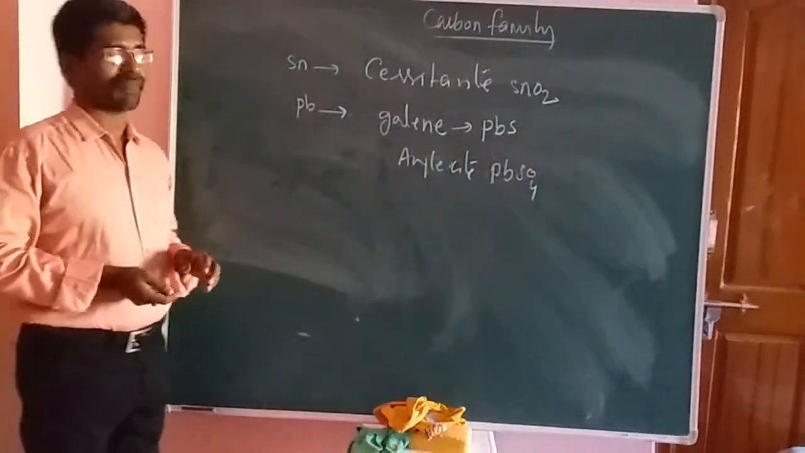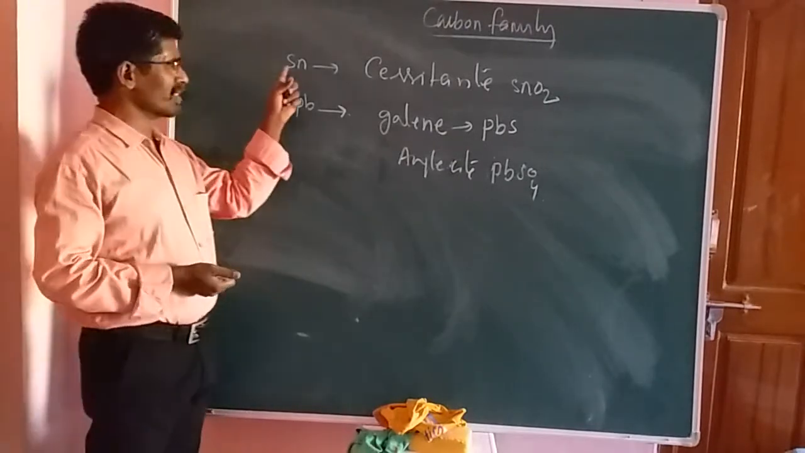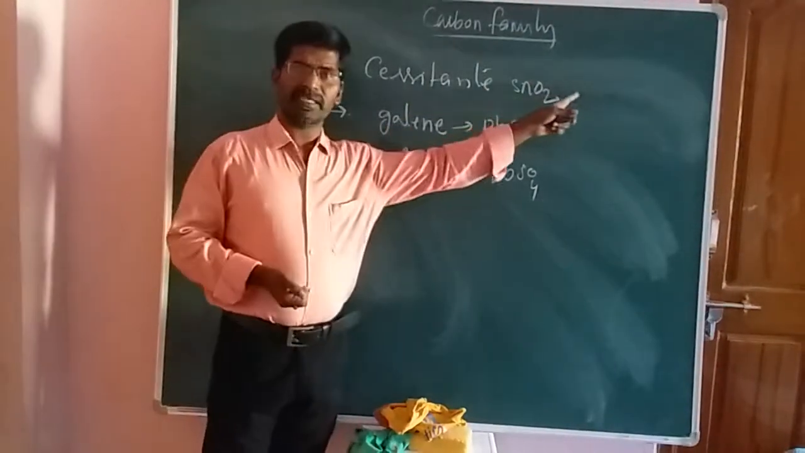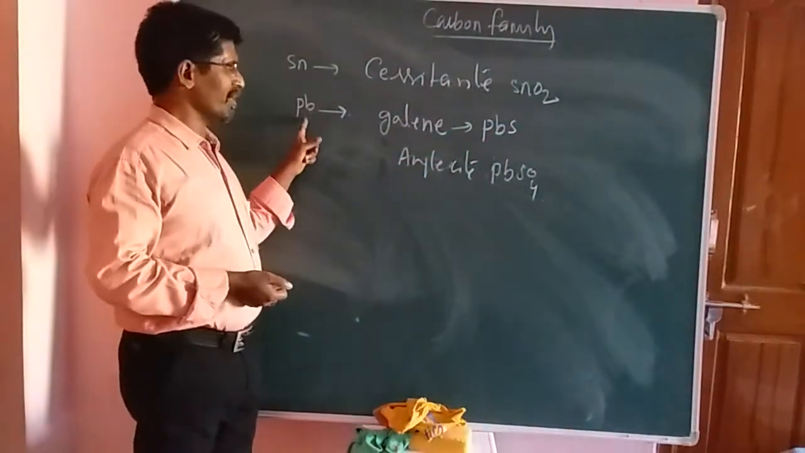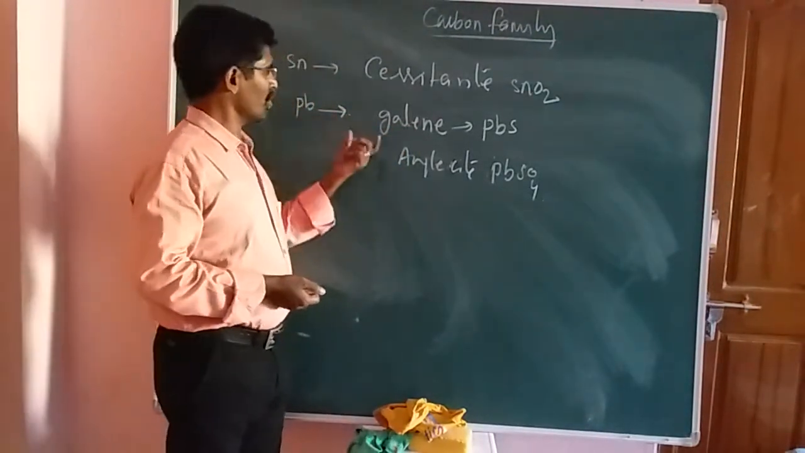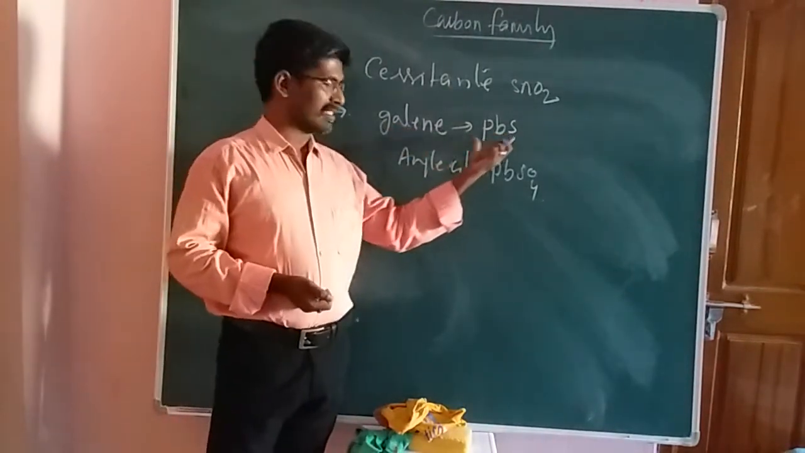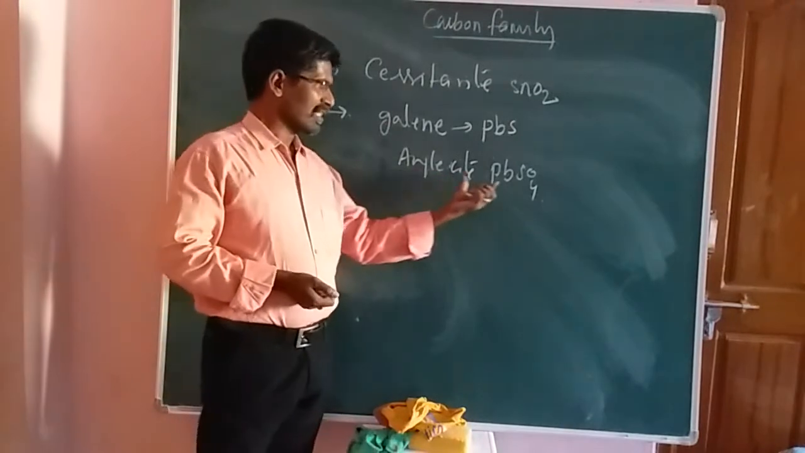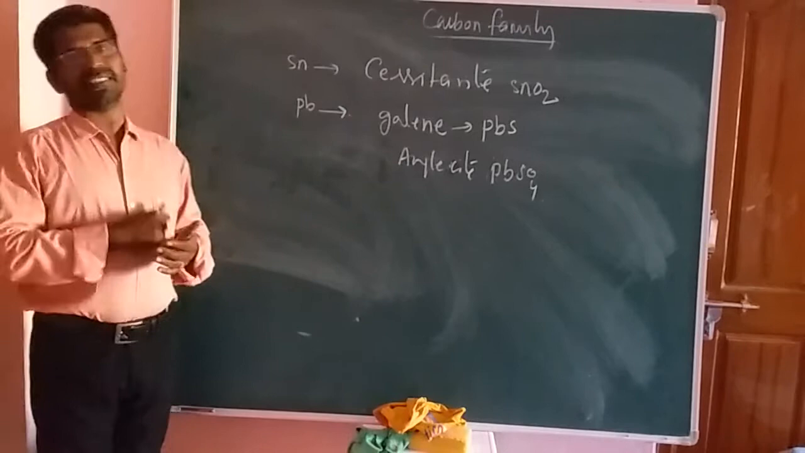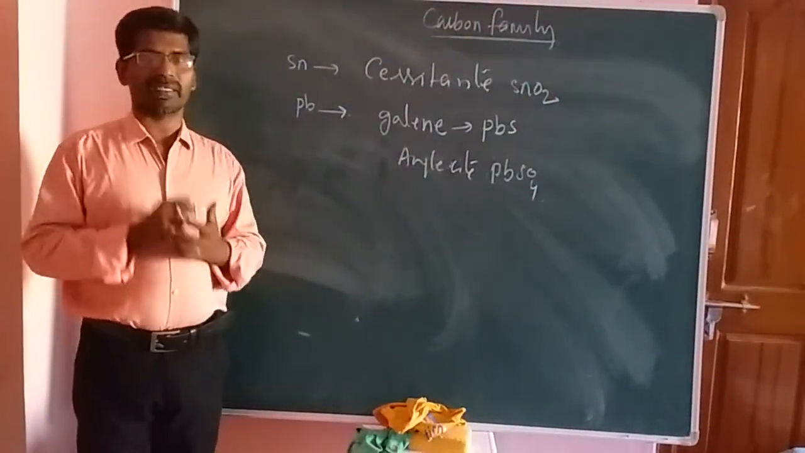These are the minerals of these particular elements. First, the tin element is present as cassiterite, with formula SnO2. Next, lead is present as an ore: galena, with formula PbS, and anglesite, with formula PbSO4. So these are the abundances and the importance of fourth A group elements in this chapter.